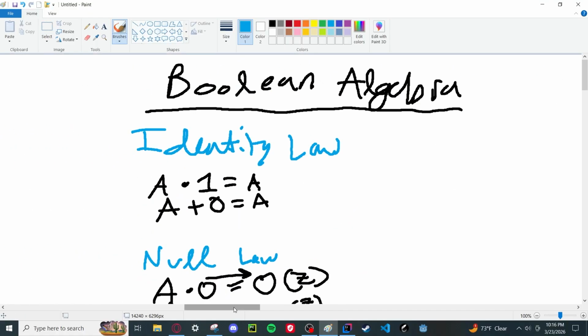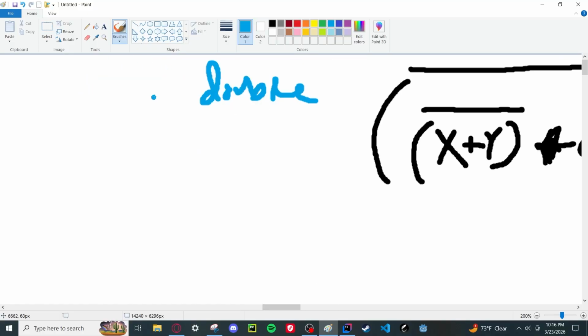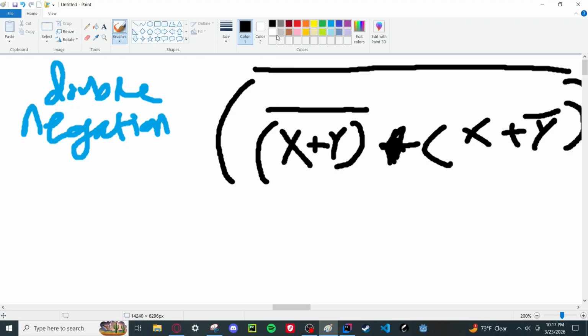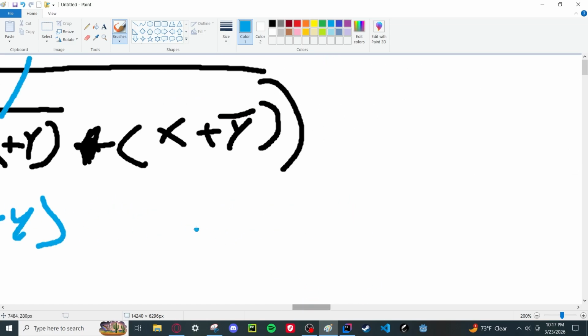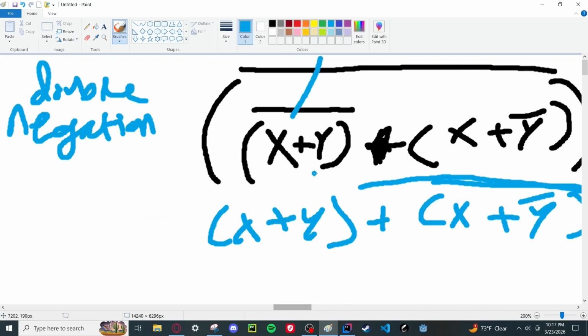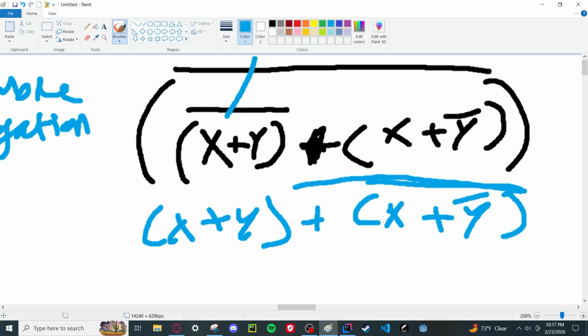Or double negation, same thing. Just fancy talk. I guess we can use double negation here. As you can see, this will negate with that, and you'll just be left with x plus y, or this whole thing will be knotted, x plus y knot. So we're just looking at this, right? We saw that you can double negate that to get x plus y, and now we're looking at this.